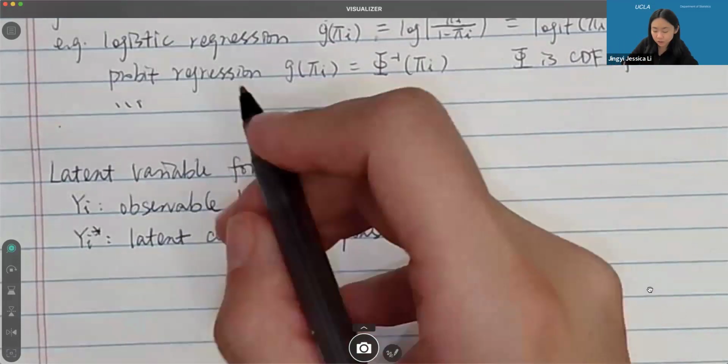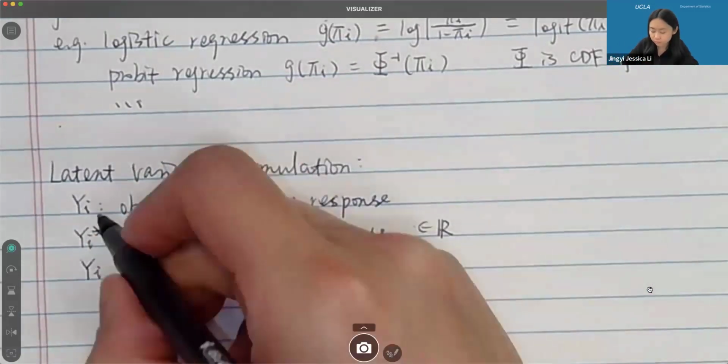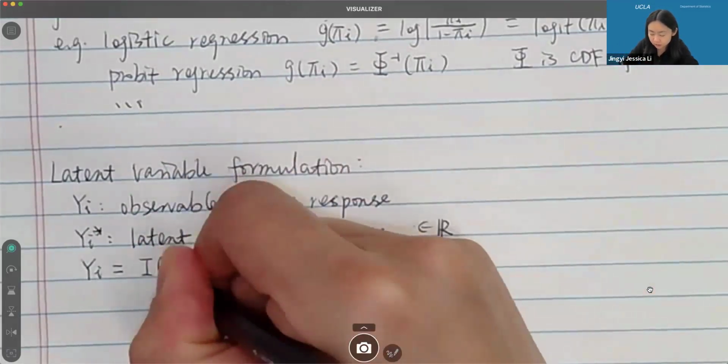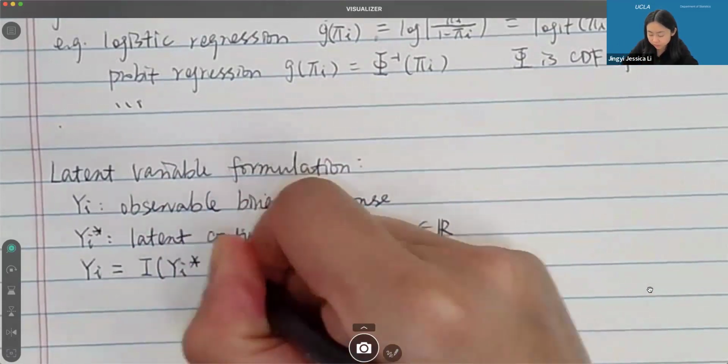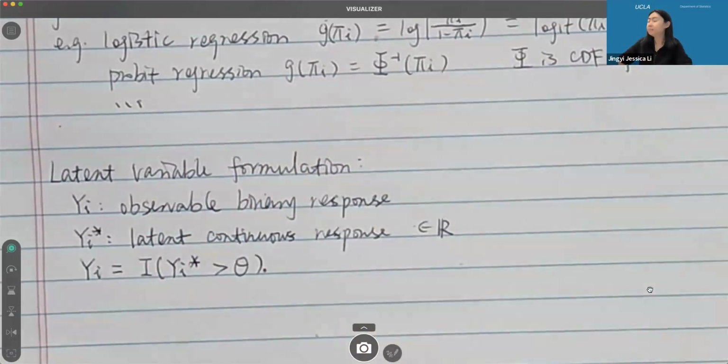In this formulation, then we assume that yi is just the dichotomized version of yi star. So it's like some indicator function: if yi star is greater than some threshold theta, yi becomes 1. Otherwise, it becomes 0.